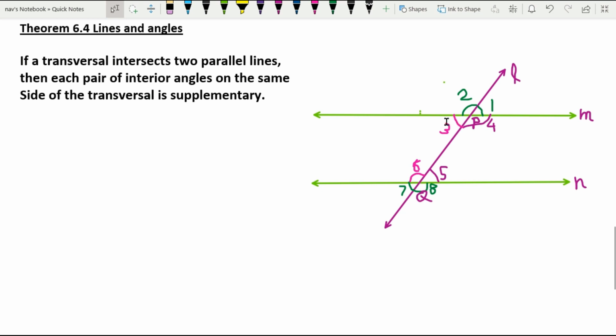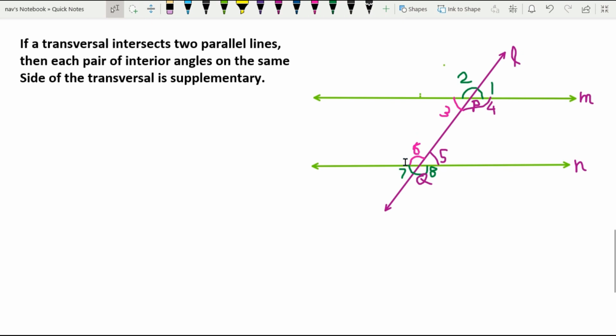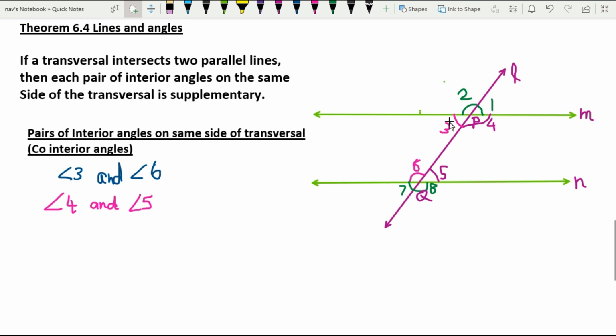We can also call this, in short, co-interior. So, angle 3 and angle 6 will form one pair of co-interior angles, that is, angles on the same side of this transversal. So let us note that. Like what I said, angle 3 and angle 6 will form one pair of co-interior angles.